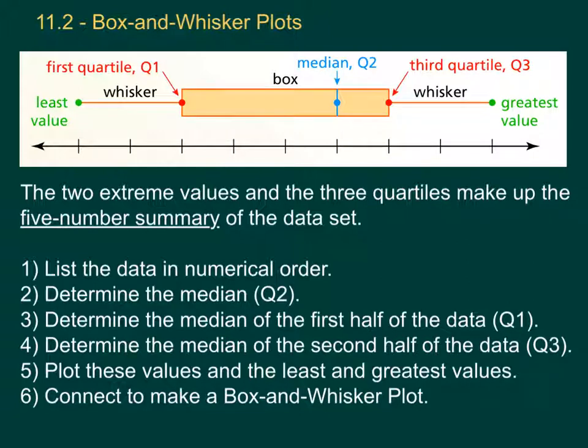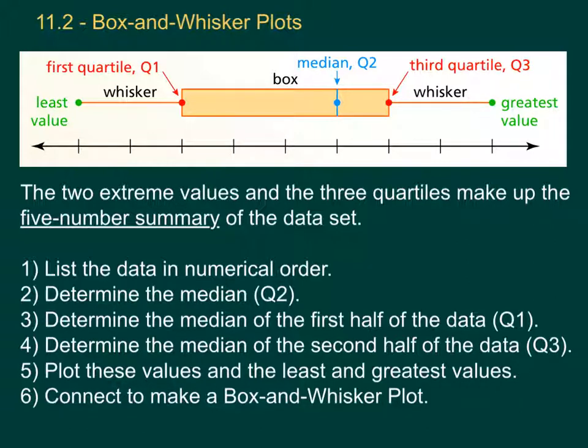And it's a pretty straightforward process in order to plot these. There's just 6 steps to consider here in order to find these 5 values that are going to give us what we call the 5-number summary of the data set. First thing we do is we list the data in numerical order. That's the same type of thing we would do if we were going to find either the range or the median. So that's something we've done before.